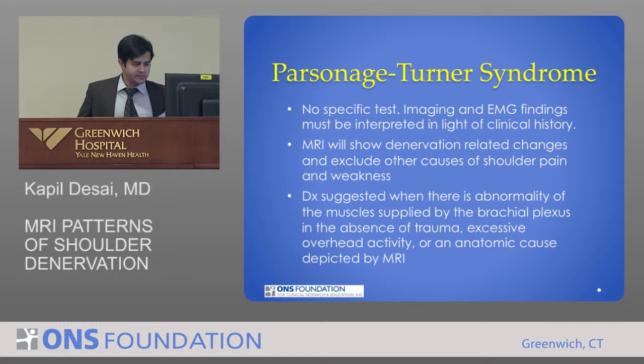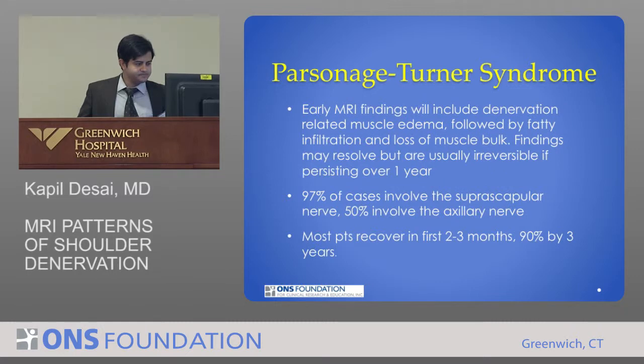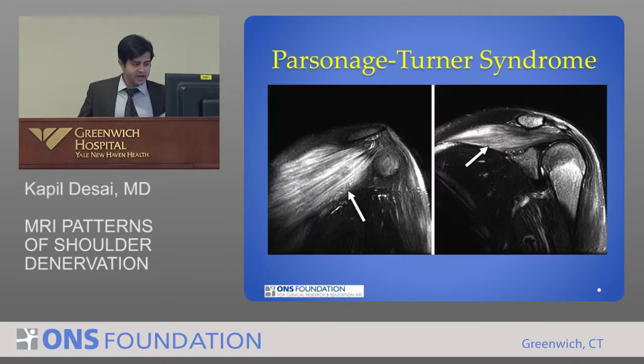MRI will show you exactly what we talked about earlier, denervation-related changes in multiple different muscle groups, not explained by any one nerve distribution. And as long as you don't have a history and you don't see any other cause of shoulder pain, it is one diagnosis you're going to think about. Again, early MRI findings, what we talked about, early edema followed by fat and loss of bulk. And these findings can be reversible, but if they last more than a year, they tend to stick around. Almost all of them involve the suprascapular nerve, and about half of Parsonage-Turner cases will also involve the axillary nerve. Most patients will recover, and if they recover, it'll be early. If they stick around longer, they're usually not going to recover.